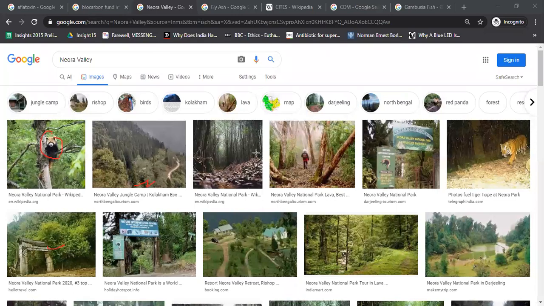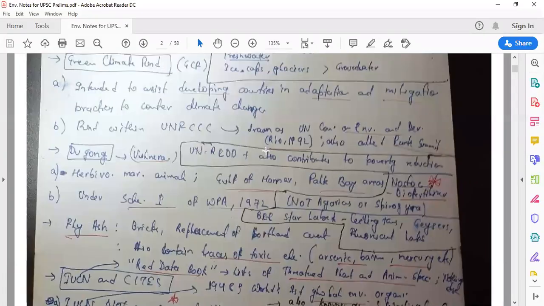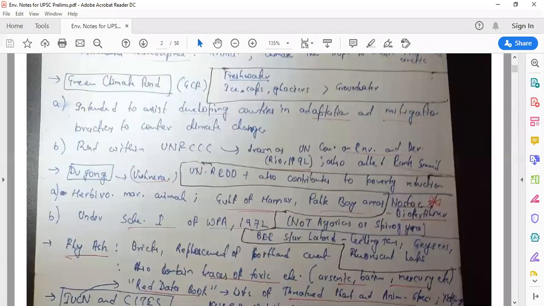Now, freshwater in ice caps and glaciers: you will find much more freshwater there as compared to groundwater. In groundwater, less freshwater is there as compared to ice caps and glaciers.